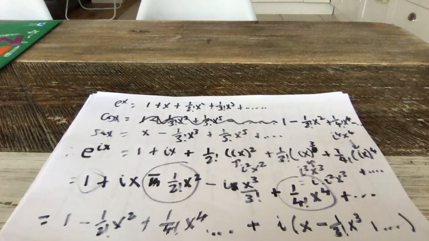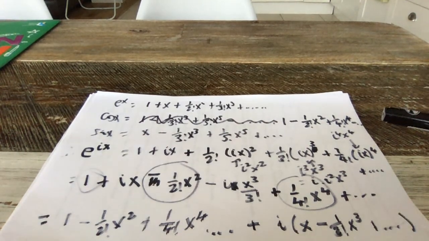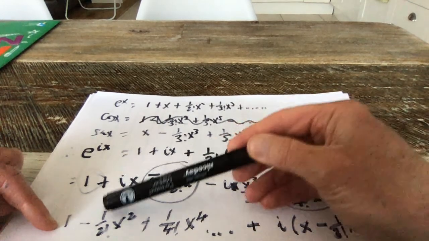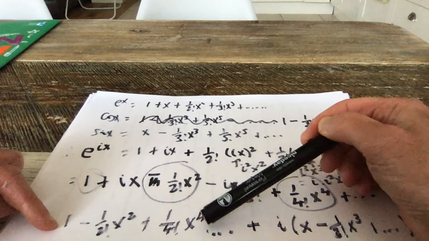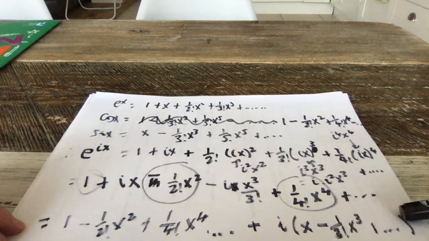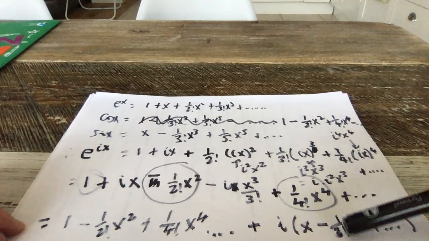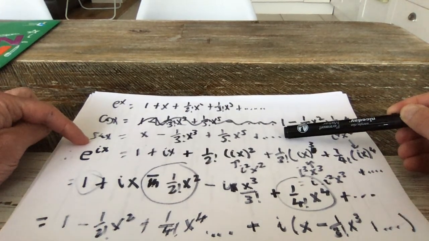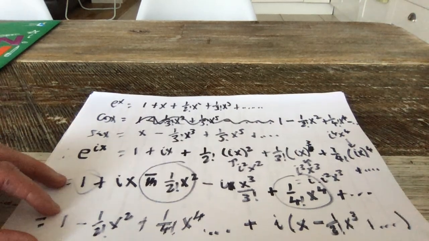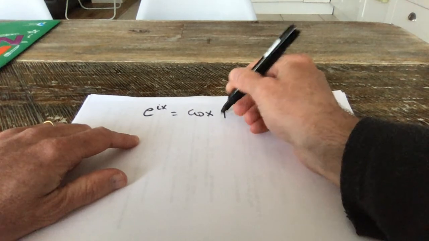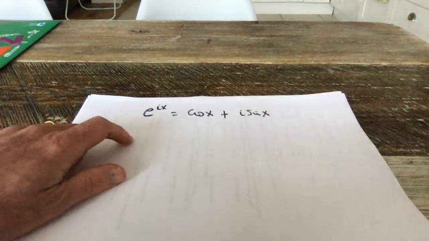Now here's the amazing thing, you beautiful babies. Look at this. This is just phenomenal. The real series here, this infinite series, 1 minus 1 over 2 factorial x squared plus 1 over 4 factorial x to the power 4, is exactly the same as cos x. And the infinite series multiplying the i, x minus 1 over 3 factorial x to the power 3, is exactly the same as sine x. How is this possible? So the conclusion, the important result, boys and girls, is that exponential of ix is equal to cos x plus i sine x. Oh my God.